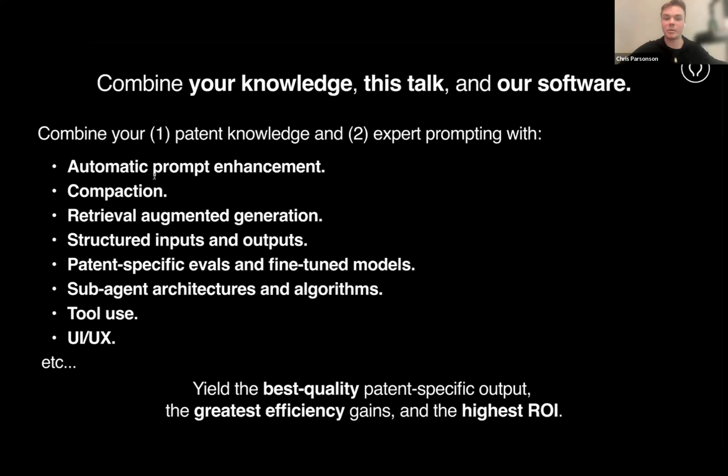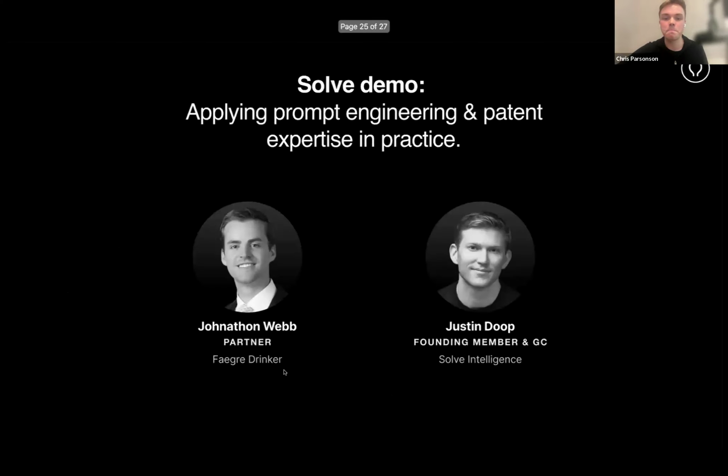Things like automatic prompt enhancement, compaction, RAG, structuring inputs and outputs, patent-specific evals and fine-tuned models, what are called sub-agent architectures and algorithms, tool use, even UI and UX. All these things are things that using a patent-specific software package like Solve Intelligence can help you with. But you combine that with your expert knowledge and with the expert prompt engineering, you're going to be yielding the best quality patent-specific output with the greatest efficiency gains and subsequently the highest ROI.